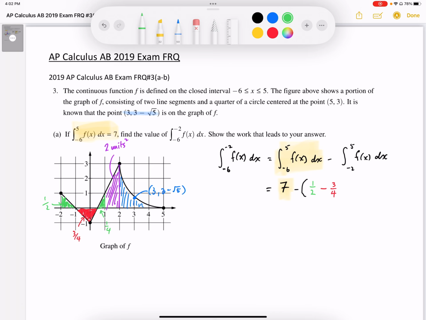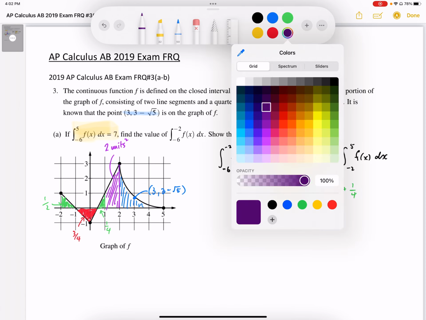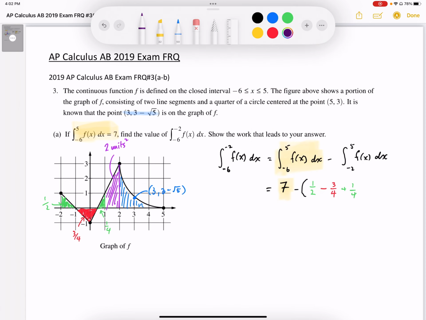But we can see that the area above and below, the green and the red, is going to be equivalent. That's going to just net to 0. So basically, we're looking at the purple area and the blue area. The purple area is this trapezoid area, which we worked out to be 2 units. And then the blue area is going to be this whole square here, which is 9.